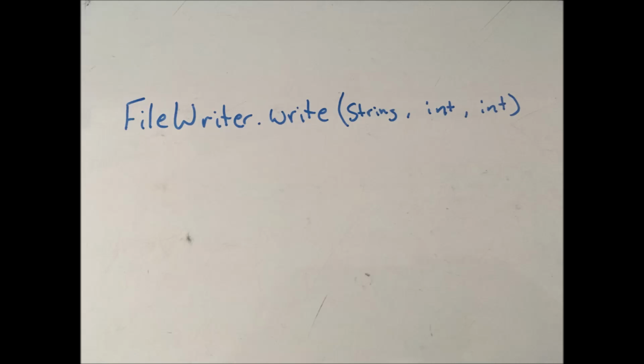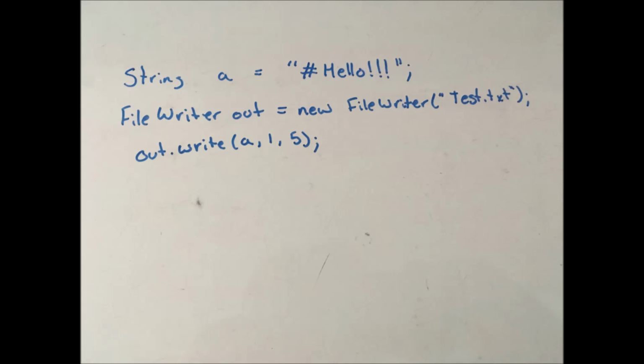Writing data to a file is done by using the FileWriter.write method. The string is the data that will be written to the file. The first int is where to start writing data in the string. The second int indicates how many characters of the string to actually write. This will only write hello to the file test.txt.